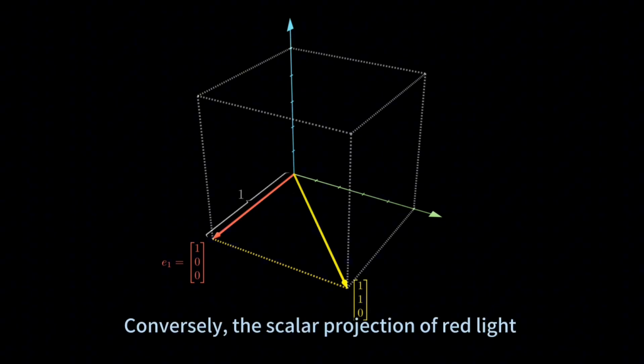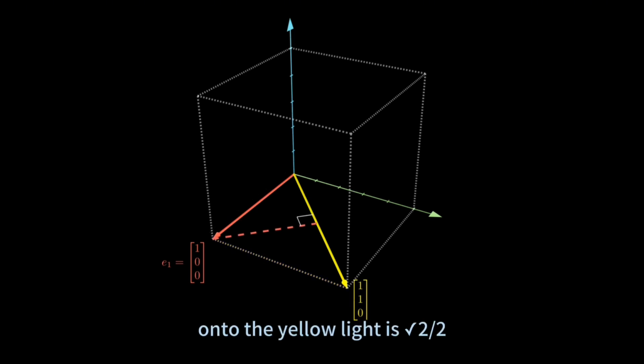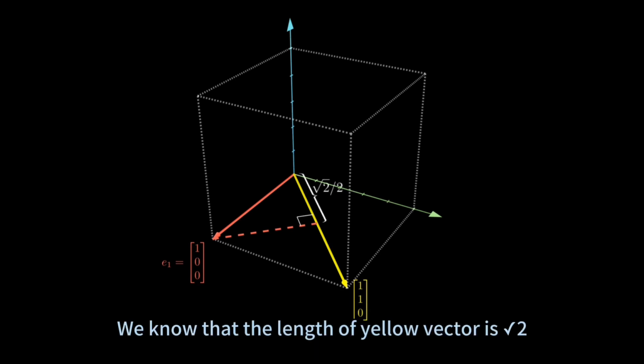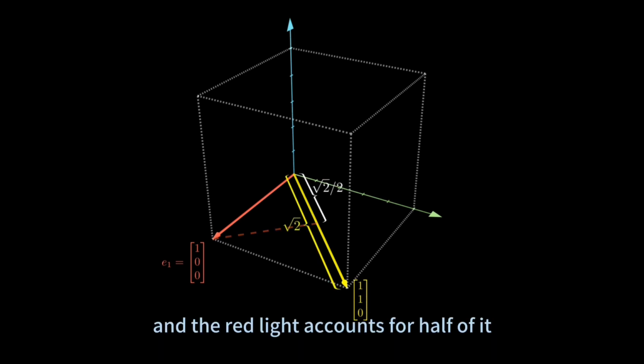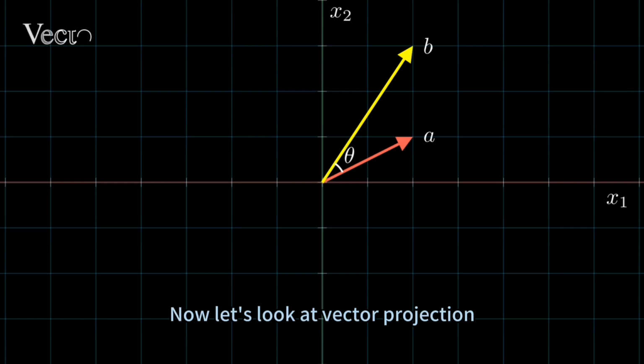Conversely, the scalar projection of red light onto the yellow light is square root of 2 over 2. We know that the length of the yellow vector is square root of 2, and the red light accounts for half of it. Now let's look at vector projection.